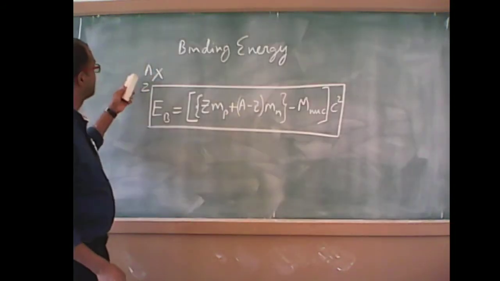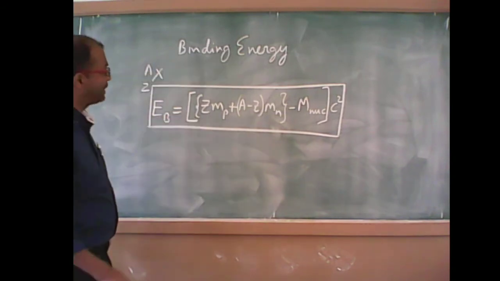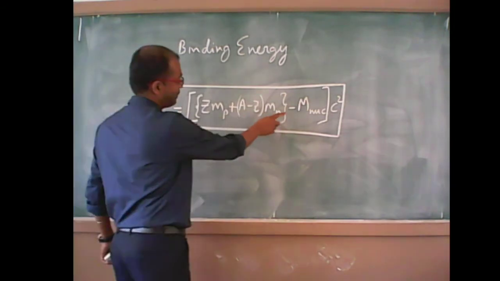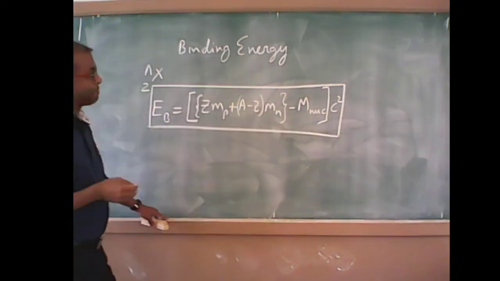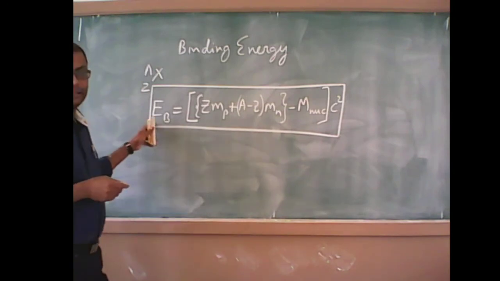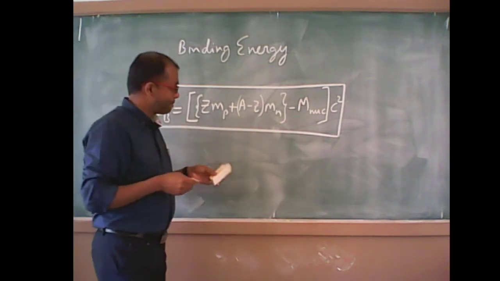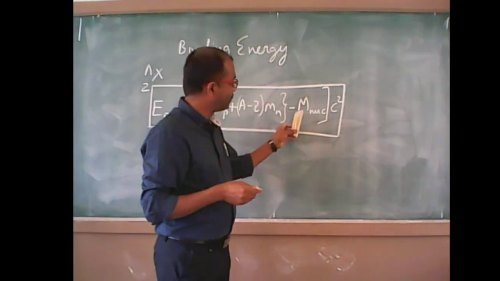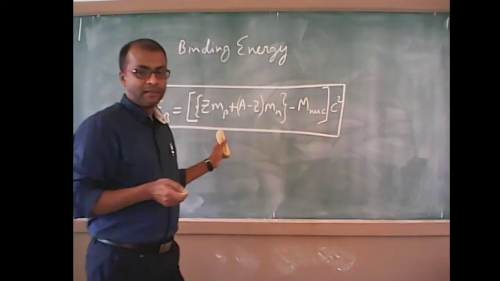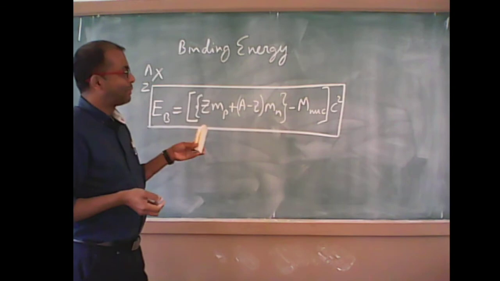So, for this nucleus AXZ, the binding energy expression will be EB is equal to [ZMP plus (A minus Z)MN minus M nucleus], where M nucleus is the mass of the resultant nucleus, into C square. So, this gives us an expression using which we can have a quantitative measure of the binding energy of any nuclei. But here, to do this calculation, we need the mass of the nucleus. Now, as we already discussed, it's very difficult to measure the mass of a nucleus as such.